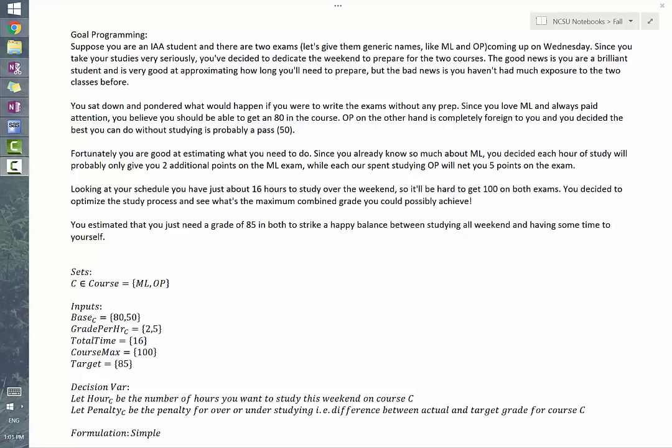So back to our linear programming example. You are students, there are 2 exams coming up on Wednesday. You want to decide how long you want to spend studying for each, ML or OP. You would again get the base grade of 80 for ML and 50 for OP, and as in problem 1, you'll get 2 points per hour spent on ML and 5 points per hour spent on OP. And as usual, you have 16 hours to study over the weekend. You can get over 100 on both. So this entire portion is the same as number 1, so I won't be going over that in detail.